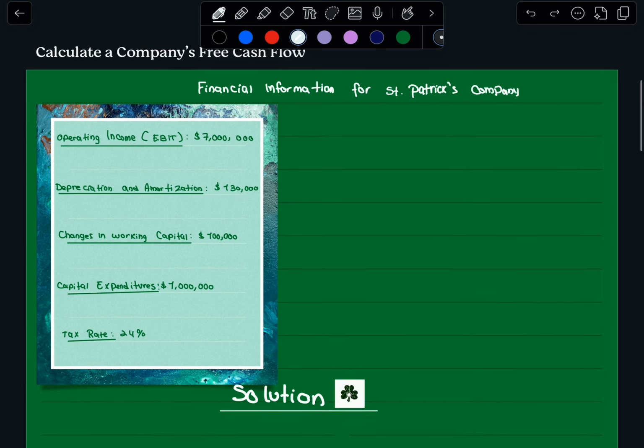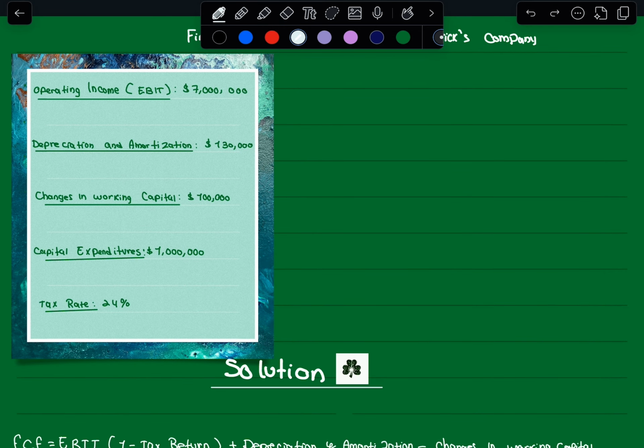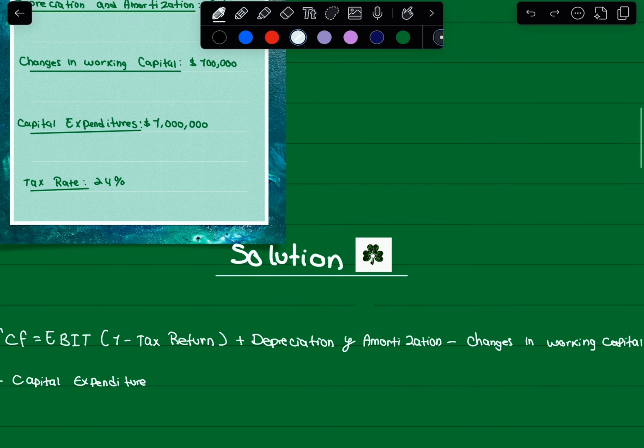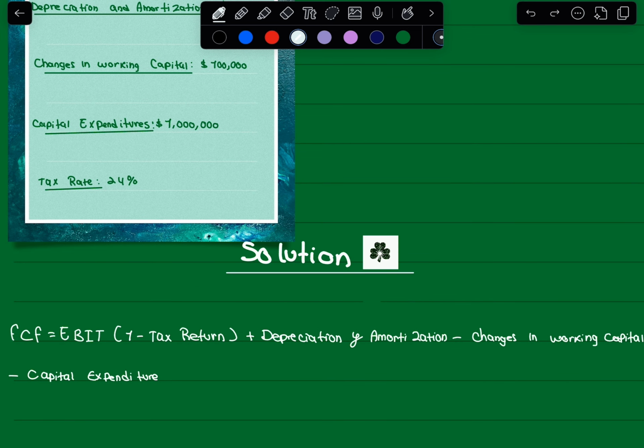Now let's go ahead and move to our solution. This is the equation to solve for free cash flow, which equals earnings before interest and taxes times 1 minus tax rate, then adding back depreciation and amortization, subtracting changes in working capital, and finally subtracting capital expenditure.